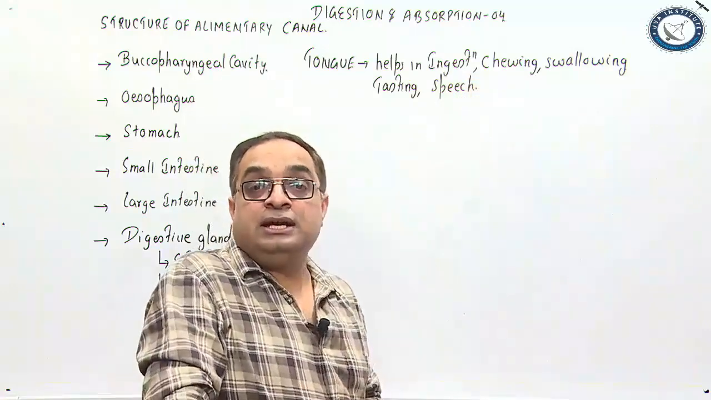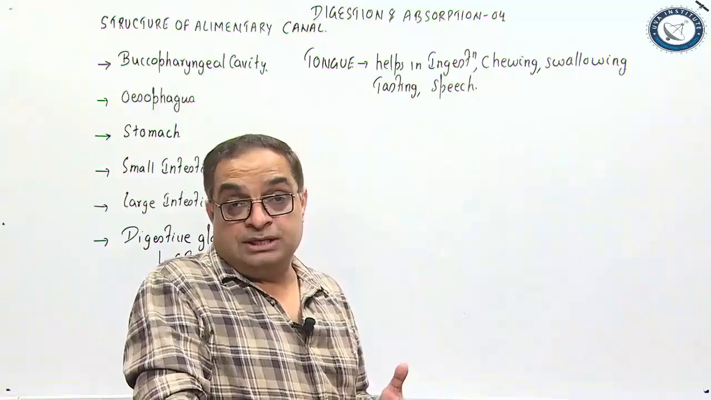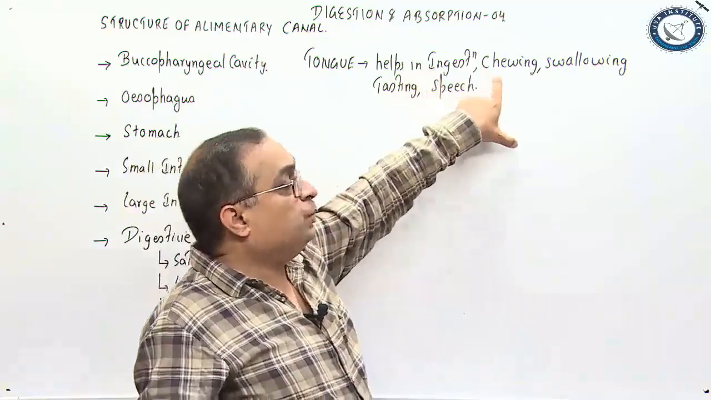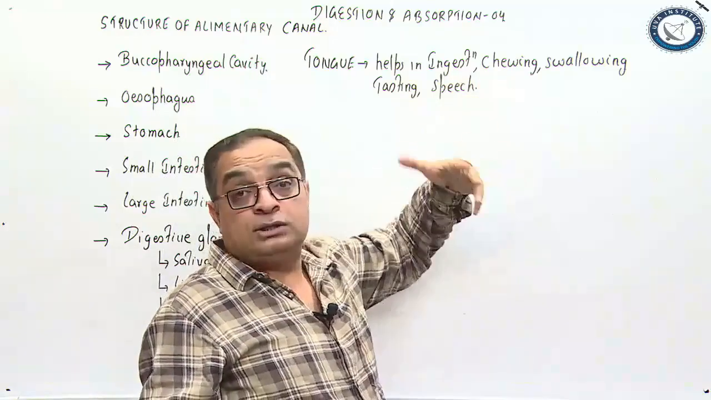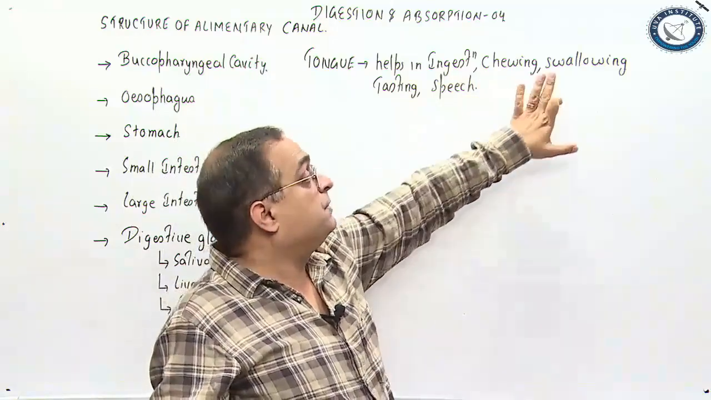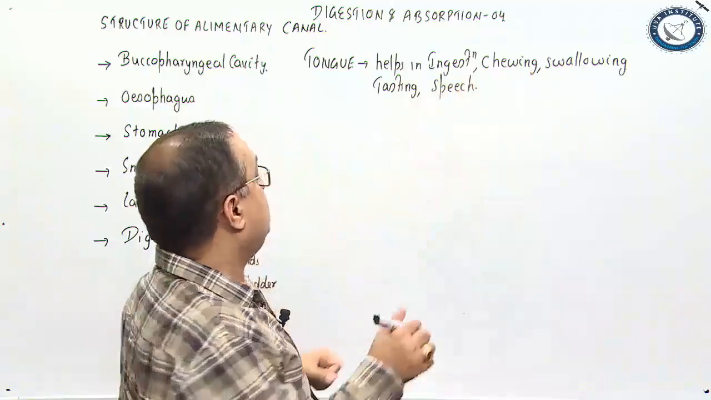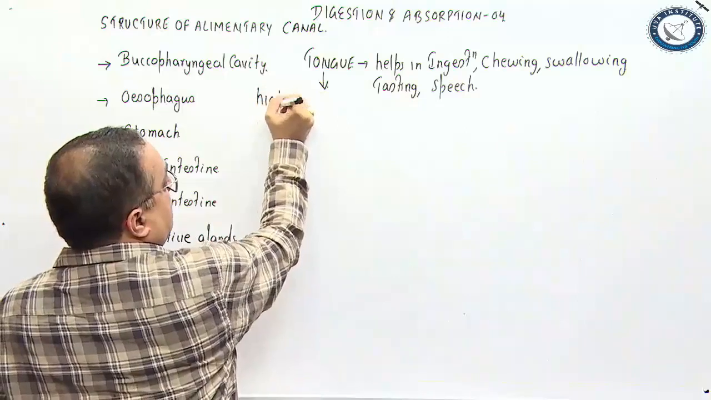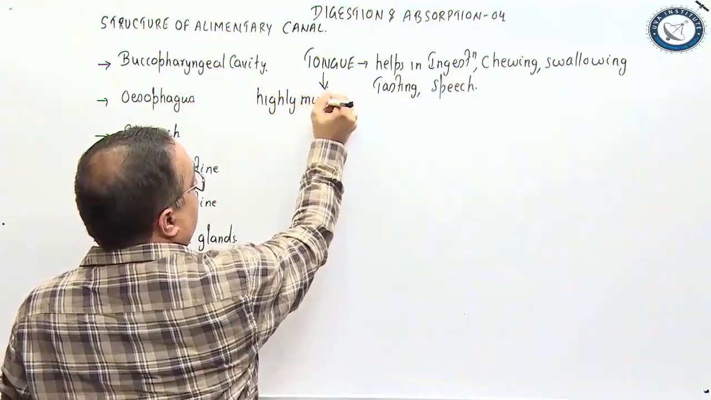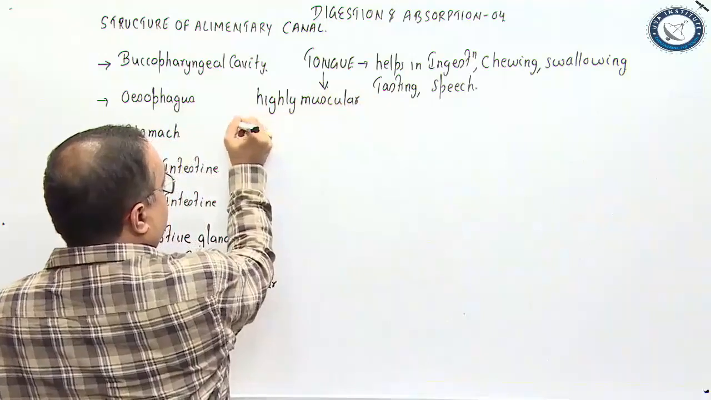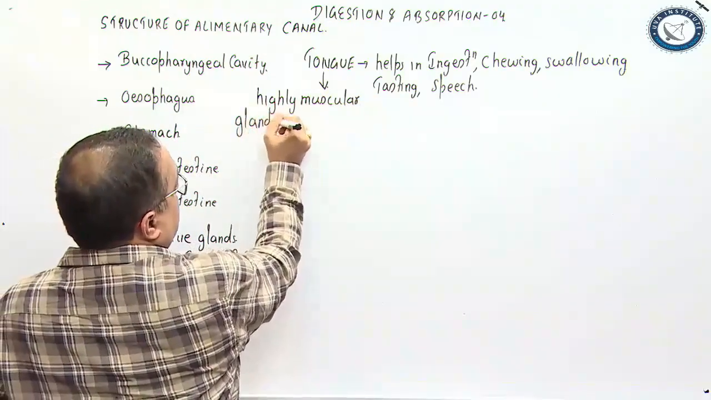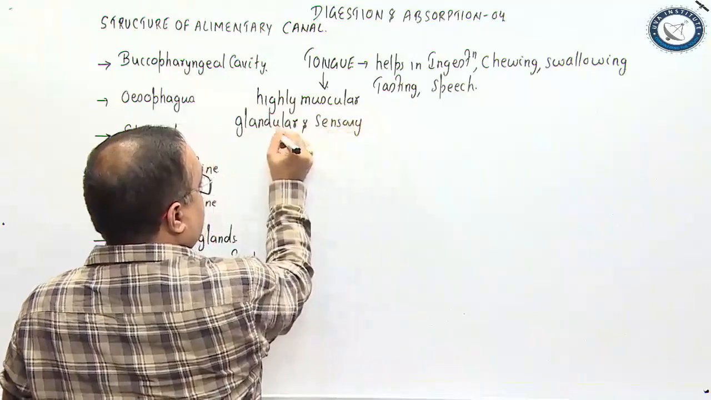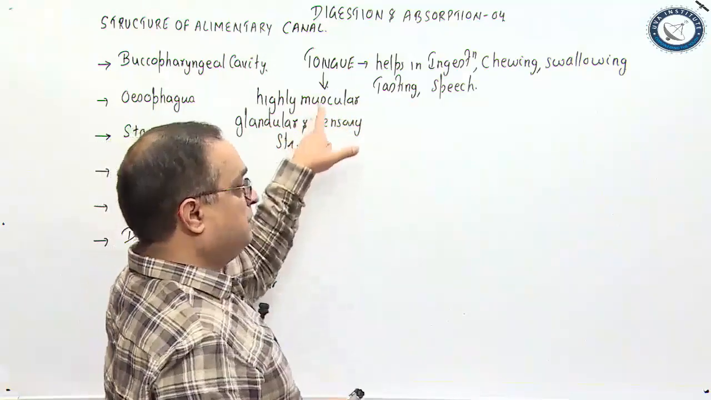Tongue is not only helping you in tasting the food. Tongue has many other functions also. It helps in ingestion of the food, chewing or mastication of the food. It also acts as a brush for cleaning your teeth, swallowing, tasting and speech. As I told you, tongue is highly muscular, glandular and sensory structure, right? It has skeletal muscles, please remember.